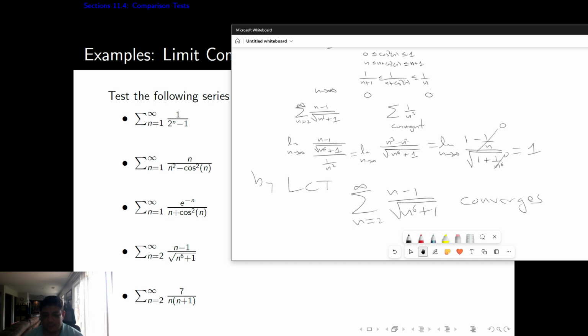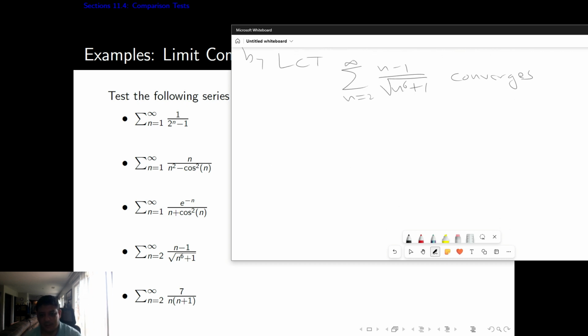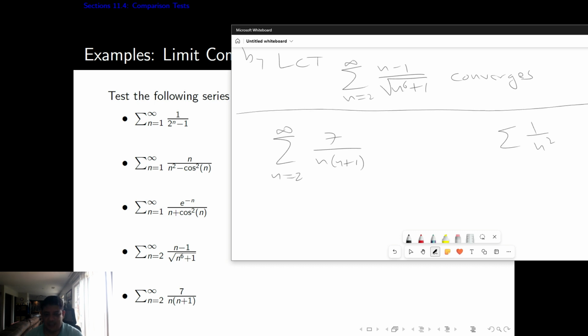Now, last but not least, we have 7 over n plus 1, n times n plus 1. You can probably think that this converges, since it has been proven before by partial fractions that this is a telescopic series. But notice that I can also compare it with n squared, since n times n plus 1 is n squared plus n, so the denominator term is n squared. And then if I make the limit comparison test, this is 7 over this over 1 over n squared.